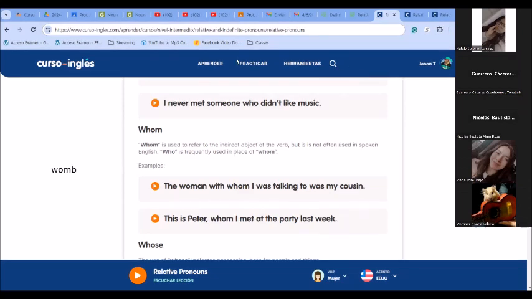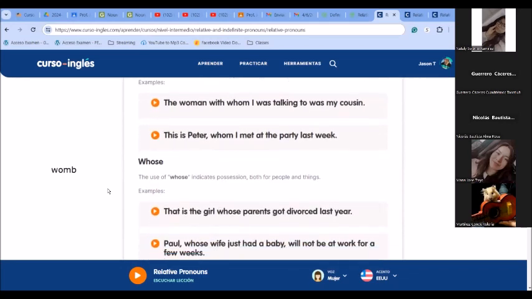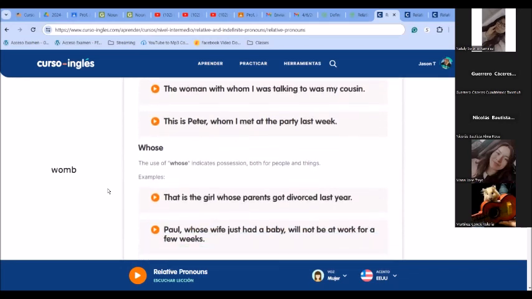Right. Natalie, let's continue with whose. The use of whose indicates possession, both for people and things. Examples: That is the girl whose parents got divorced last year. Paul, whose wife just had a baby, will not be at work for a few weekends.